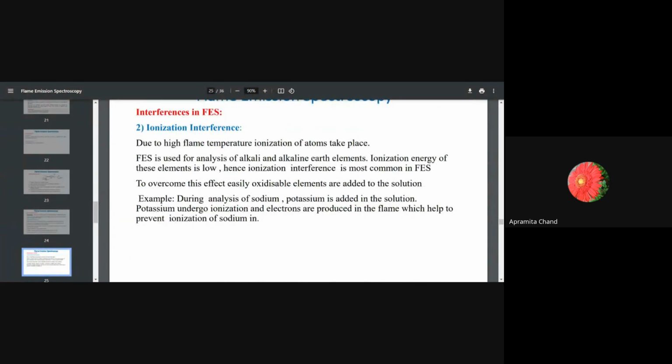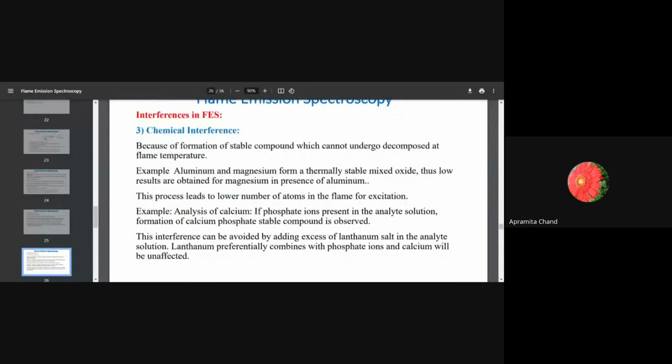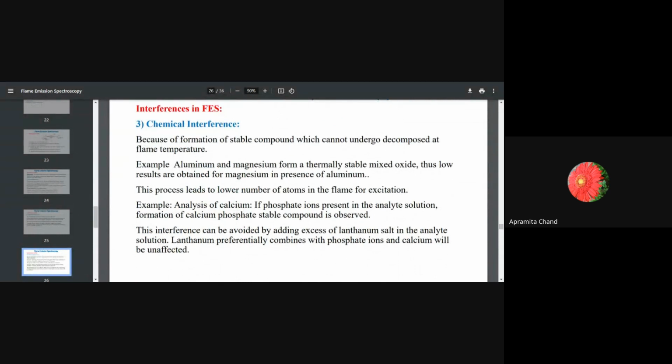Similarly, ionization interference, because the ionization energy of these elements is low and it is used for the analysis of alkaline earth metals, the ionization interference is also very common in FES. Okay, and to overcome this, we are using oxidizable elements, similarly to what we have seen already in AAS. The same kind of chemical interference is there if we are forming mixed oxides. The same kind of problems are formed and the chemical interference is there.